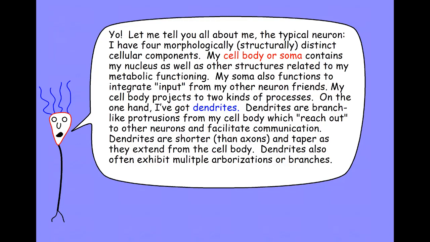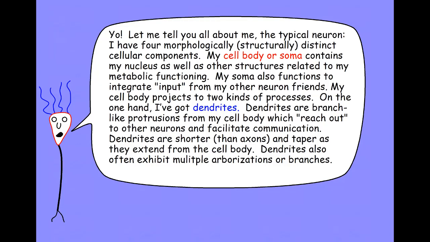So, when we think about a typical neuron, they have four morphologically or structurally distinct cellular components. On the one hand, they have a cell body or a soma, and that contains the nucleus as well as other structures related to their metabolic functioning. The soma also functions to integrate input from other neurons.